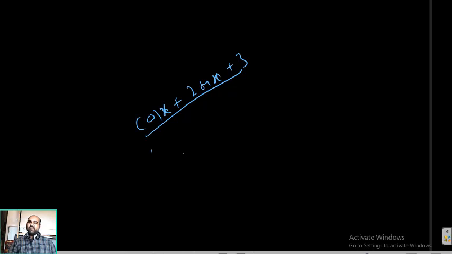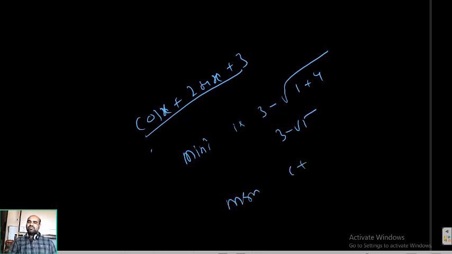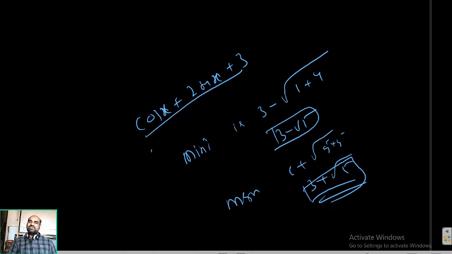So what is the minimum value? I can write minimum is C, which is 3, minus root over A square plus B square, which is 1 square plus 2 square, that is 5. So 3 minus root 5 is the minimum. The maximum is C plus root over A square plus B square, so 3 plus root 5 is the maximum. 3 minus root 5 is the minimum value of this expression. Okay.